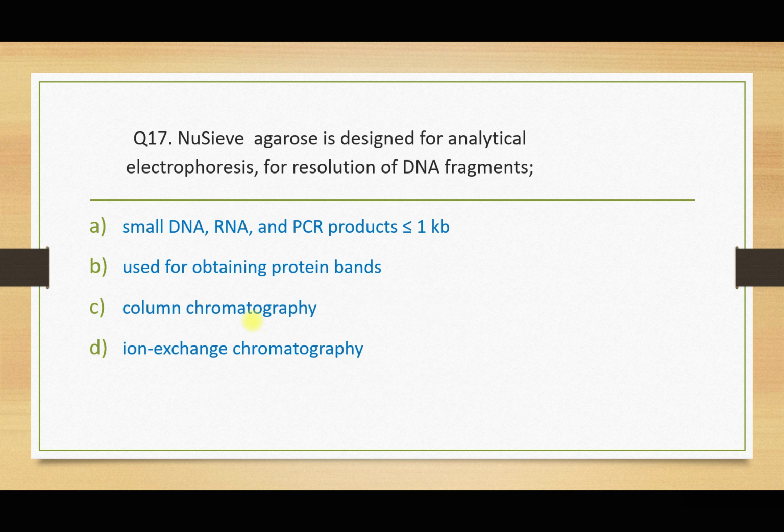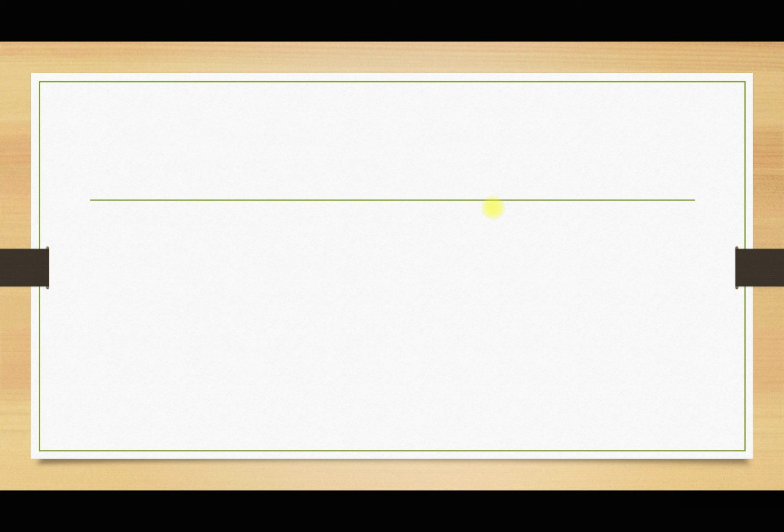Another related question is question number 17. NuSieve agarose is designed for analytical electrophoresis for resolution of DNA fragments. Now see, this is a very recent question, not included in most of the textbooks. NuSieve agarose is a recently added type of agarose. The options are A, small DNA, RNA and PCR products lesser than 1 kb, B, used for obtaining protein bands, C, column chromatography, D, ion exchange chromatography. NuSieve agarose is used for very small DNA, RNA and PCR products, lesser than 1 kb in size.